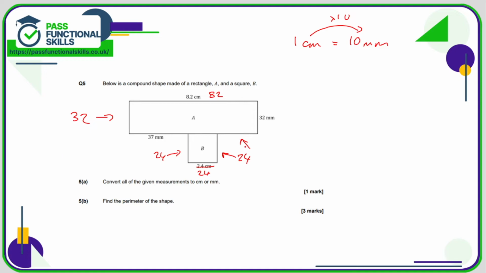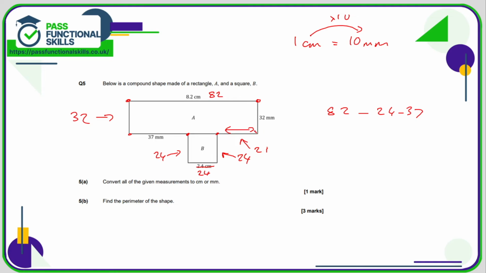So we just need to work out this side length here. We know it's 82 from here to here. And if it's 37 from here to here and 24 from this part to this part, then this distance here is just going to be 82 minus the 24 minus 37. And if you type that into a calculator, you'll end up with the answer of 21. So this part here is 21. So the perimeter is going to be the addition of all of these side lengths together.